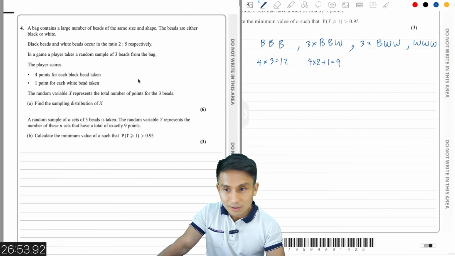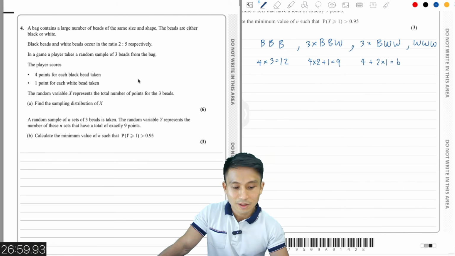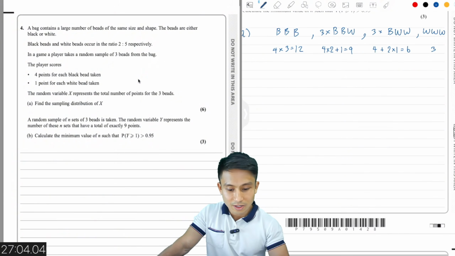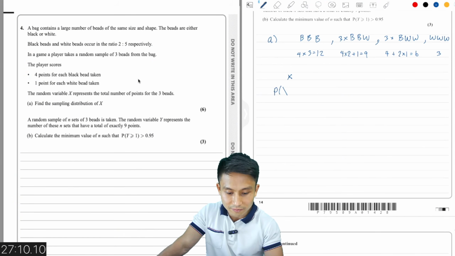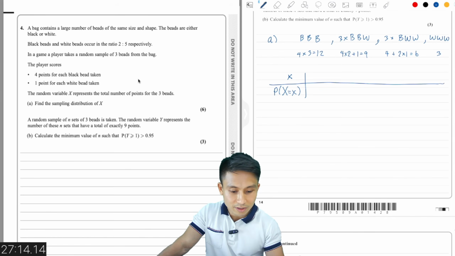And this is 1B, 1 black is 4 plus 2 times 1, so that's just basically 6. 3 whites, we have 3, okay? And now we do the table. So if this is x, little x, and this is P of capital X equals x, then we have all the cases, right? So the minimum point is that, right?